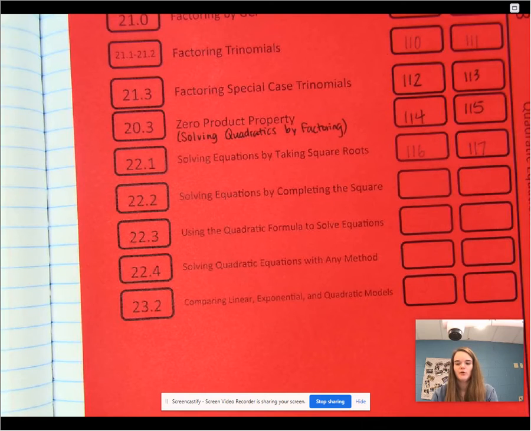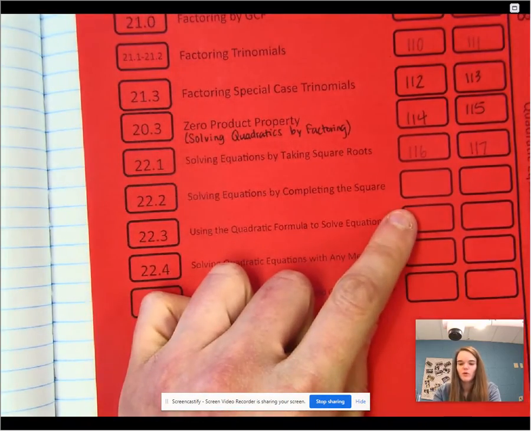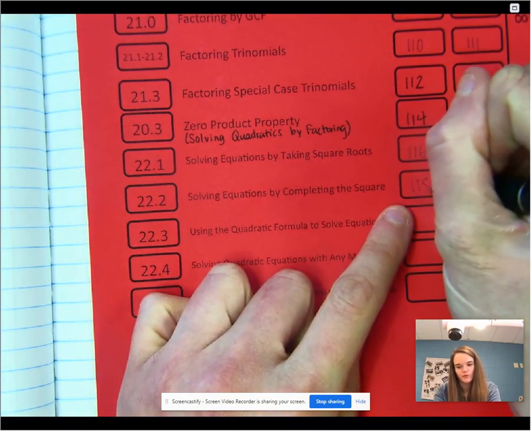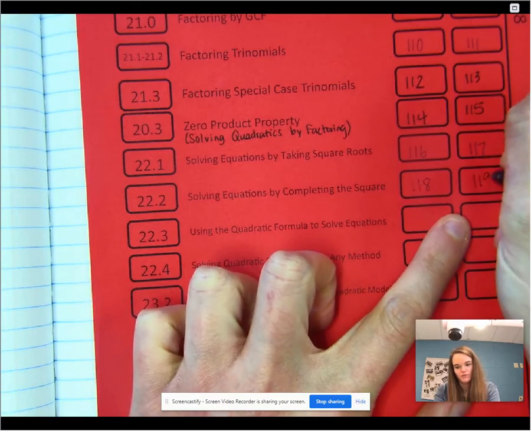Alright, today and tomorrow we're going to talk about solving equations by completing the square. Solving equations by completing the square is going to be on 118 and 119. No matter what the video says, 118, 119.